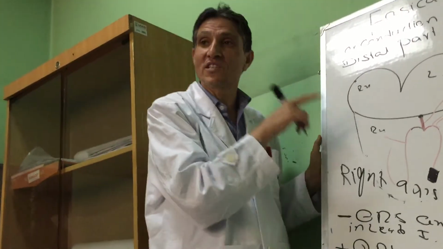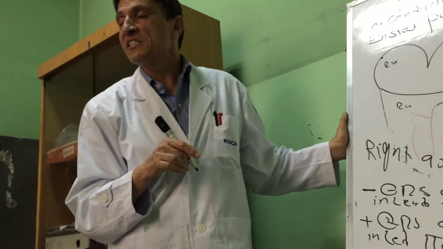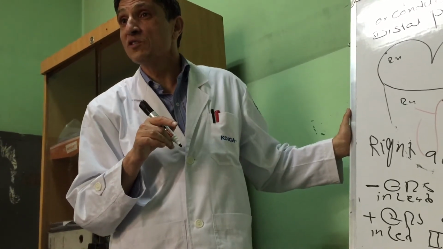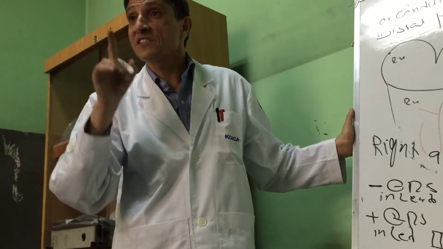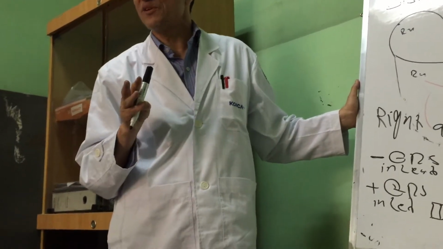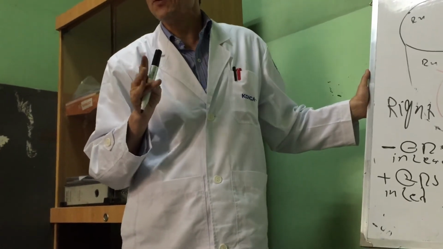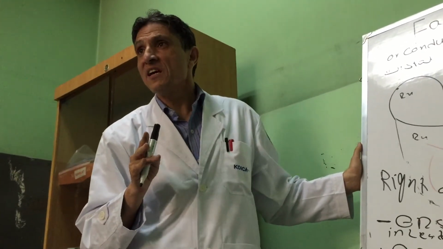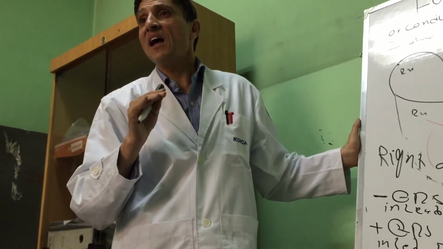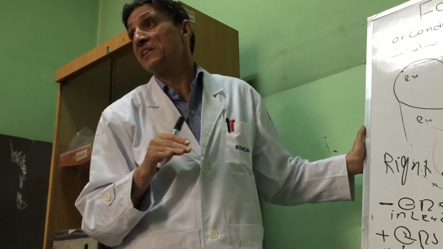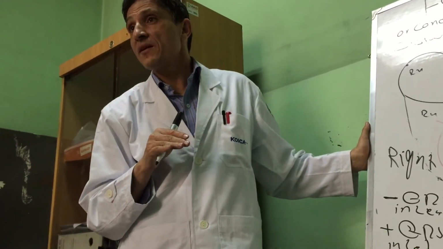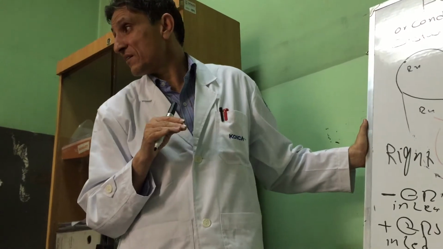Before we make a diagnosis of left posterior hemiblock, it is very important to exclude other causes of right axis deviation. Right ventricular hypertrophy should be excluded. WPW syndrome should be excluded. Dextrocardia should be excluded, and anterolateral wall infarction should be excluded. Then you can make a diagnosis of left posterior hemiblock.